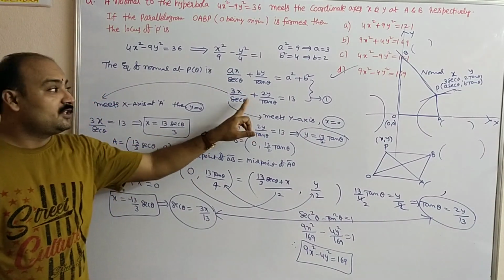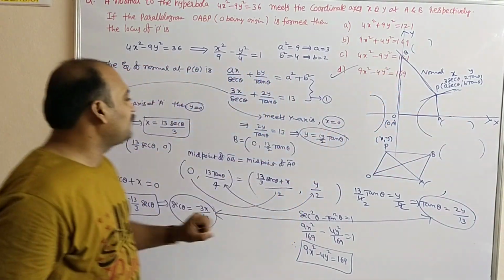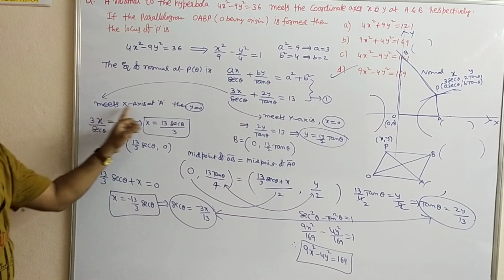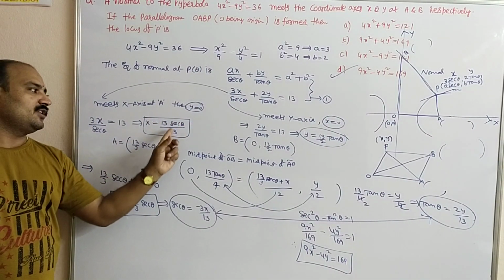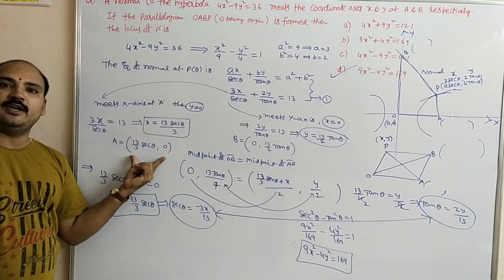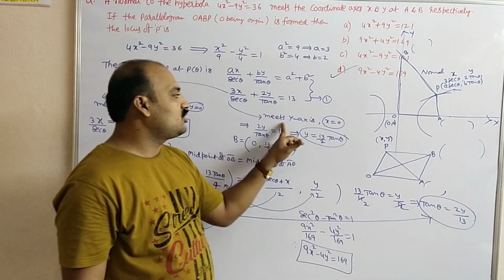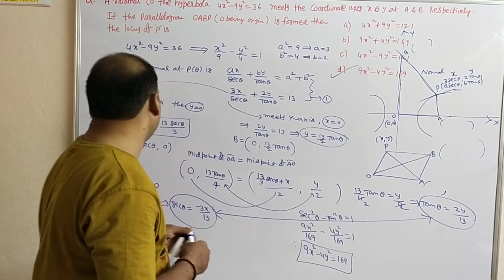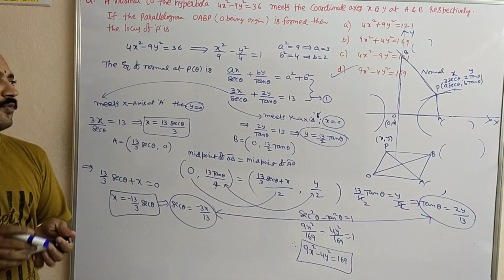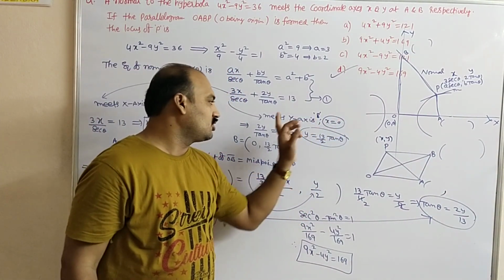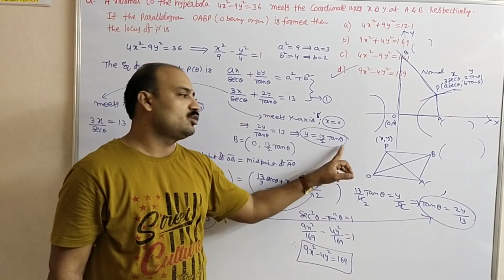So at this point, this normal meets the x-axis at A and the y-axis at B. Whenever this line meets the x-axis at A, y is equal to 0. So the x value becomes 13 by 3 into secant theta. Therefore the point A is 13 by 3 secant theta comma 0, and this normal meets the y-axis at the point B. On the y-axis, obviously x is equal to 0. Substitute x equal to 0 in this equation, you will get 2y by tan theta equal to 13, y equal to 13 by 2 tan theta.